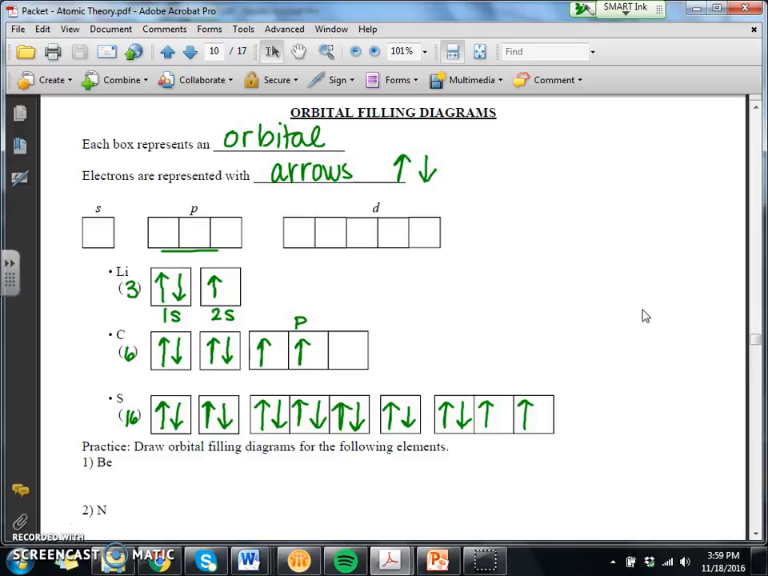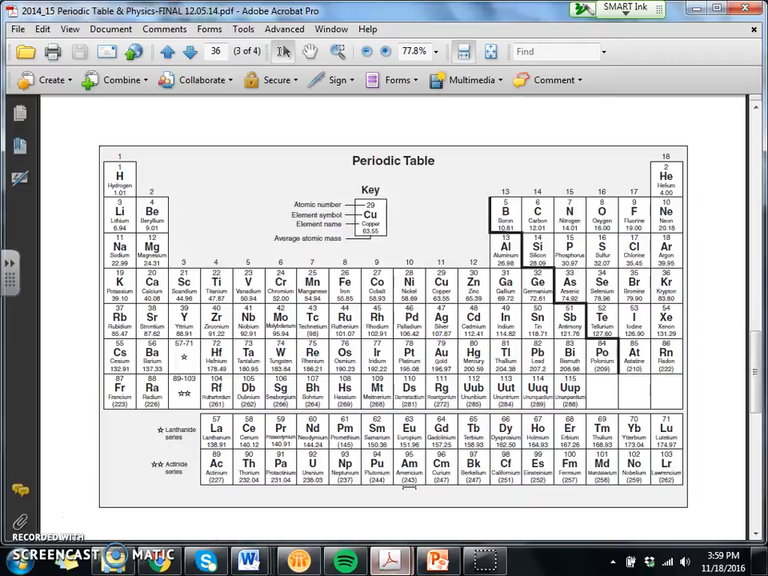The order it goes in is 1s, 2s, 2p, 3s, 3p, and it continues in a particular order. Okay? Now, if we look at our periodic table, it can help us determine that order. An energy level is the same thing as a row on the periodic table. So row 1 represents energy level 1. So we have 1, 2, 3, 4, 5, 6, 7 rows on the periodic table, just like we have 7 energy levels.